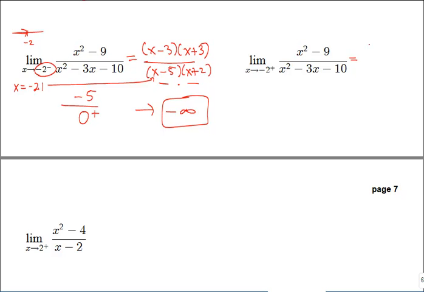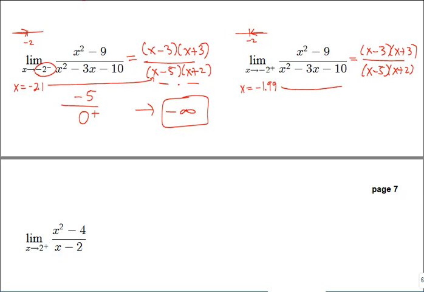Okay, so now if we take a look at the other side of negative 2 and come from the right side, that means we're going to be picking a number slightly to the right of negative 2, so this direction. So that would be something like negative 1.99.